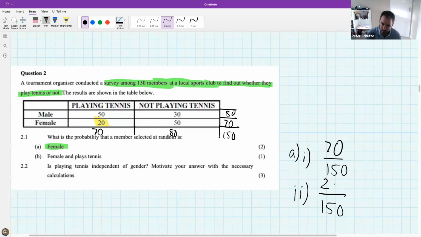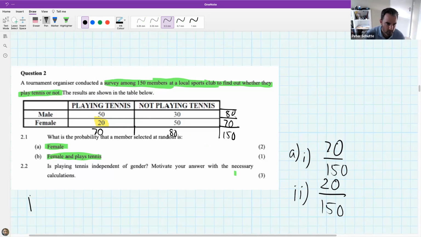So there's a 20 out of 150 chance of choosing someone randomly who is female and plays tennis. Okay, now that bit, I think you guys have got waxed. Now, this next bit, it says, is playing tennis independent of gender? Motivate your answer with the necessary calculations. I don't think we have enough stuff yet.